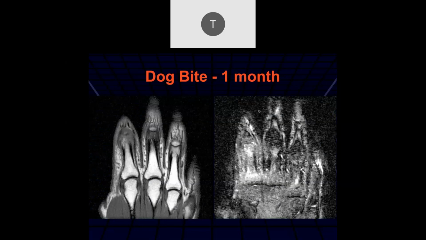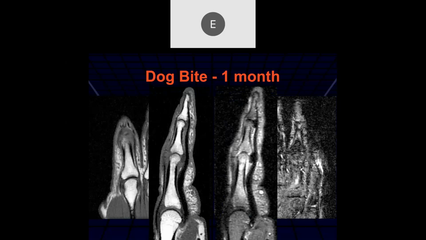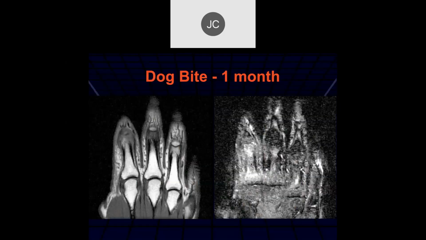Okay, Elior. Okay, so we have dog bite one month ago. I see edema in that second digit image on the right. And then that joint, I'm not sure. I see an effusion. The bone seems to look fine. Yeah, and this was an infected proximal interphalangeal joint from a dog bite.